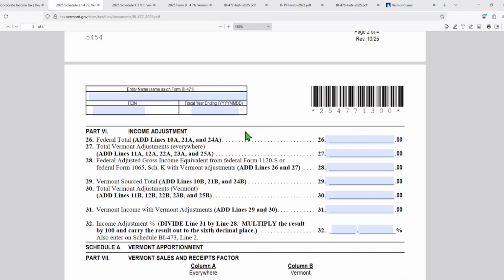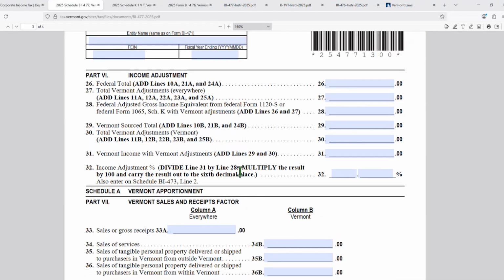So part 6 is where we get to that income adjustment calculation, where we're using mostly information that's higher up on the schedule to determine those everywhere denominator and the Vermont numerator to get to that adjustment that we're going to apply to the income amount.